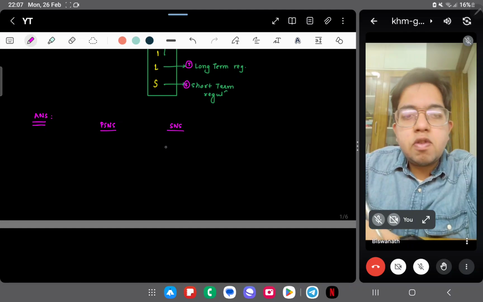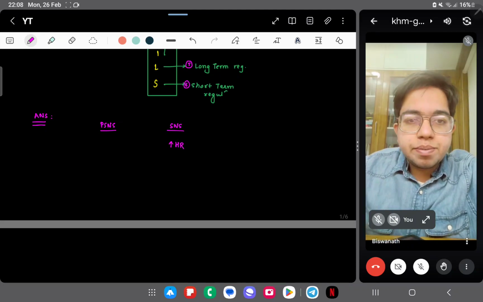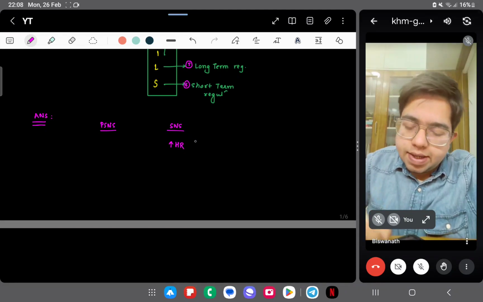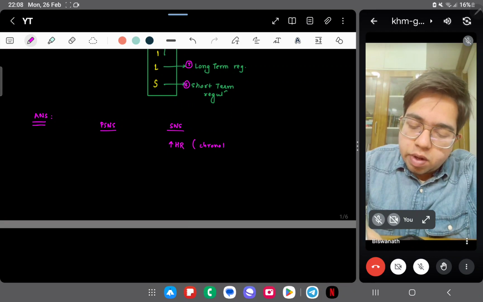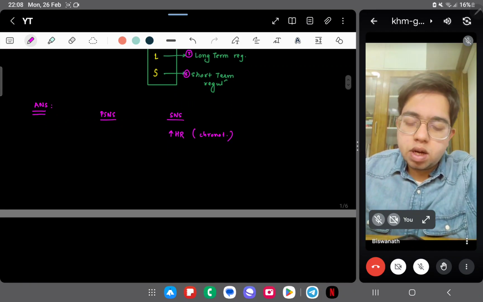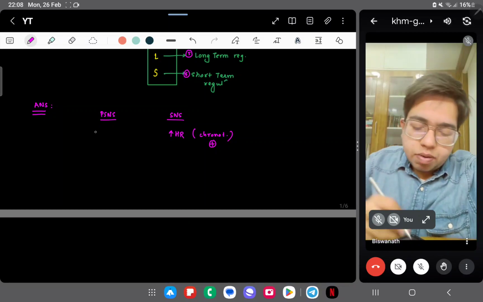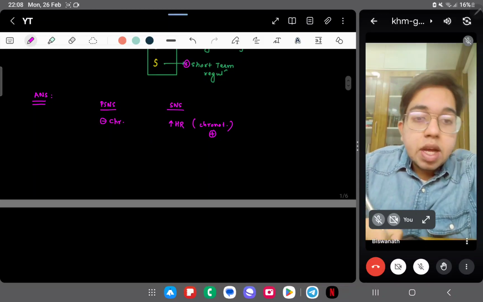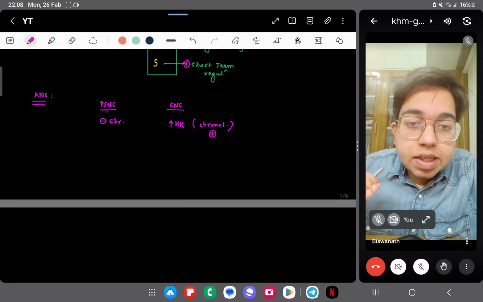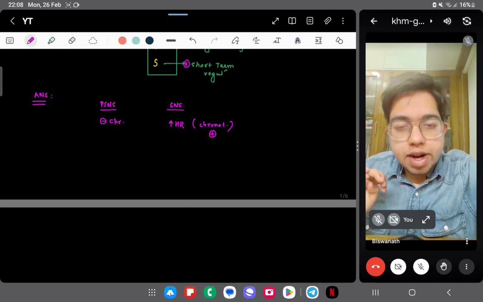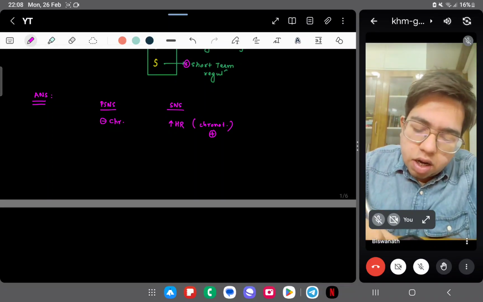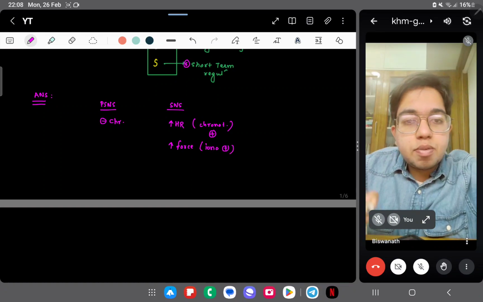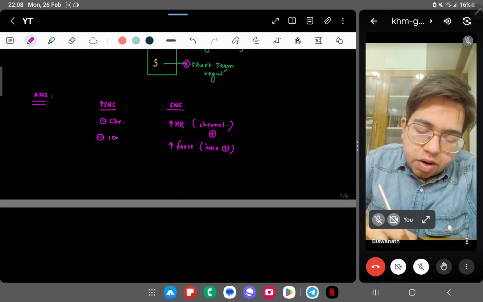What will sympathetic do? It will increase your heart rate. What is the property called? If the heart rate is increased, that is chronotropism. So positive chronotropism. Here we have the negative chronotropism. Then it will increase the force of contraction of the heart. What is it called? It's called inotropism. It's positive inotropic, and this is negative inotropic.